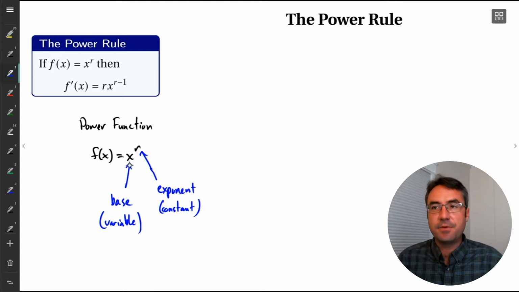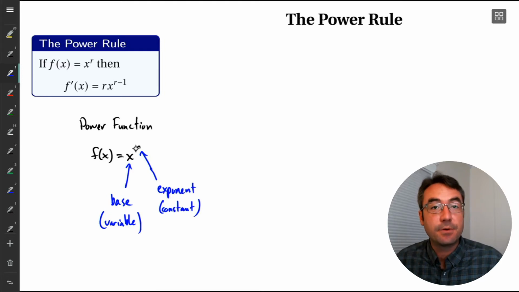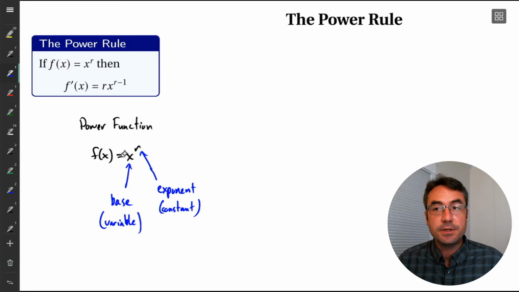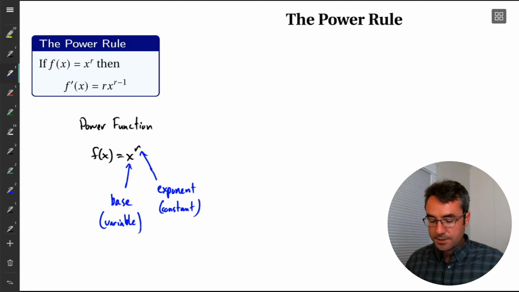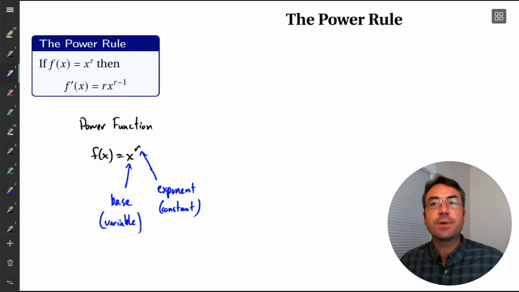So it's important to keep track of where the variable is and where the constants are. If we have a power function, there's a base term and there's an exponent. If the base is a variable and the exponent is a number or a constant, then we can use this power rule. And a lot of times we can think of this as a little three-step process.